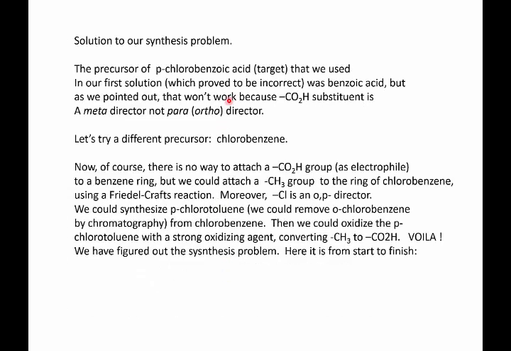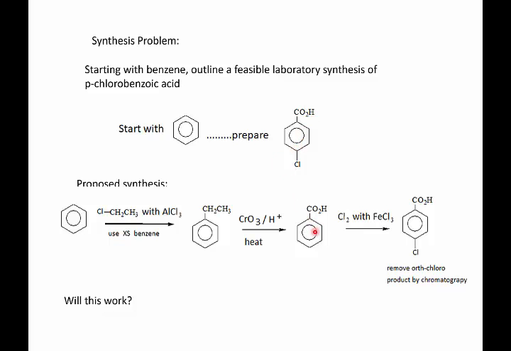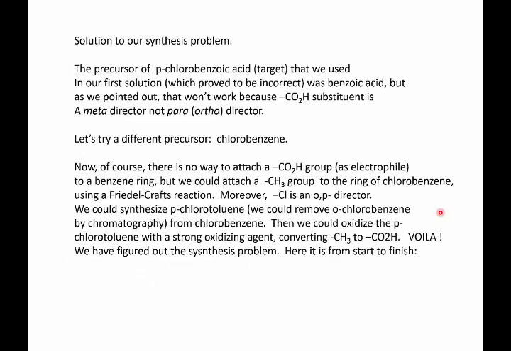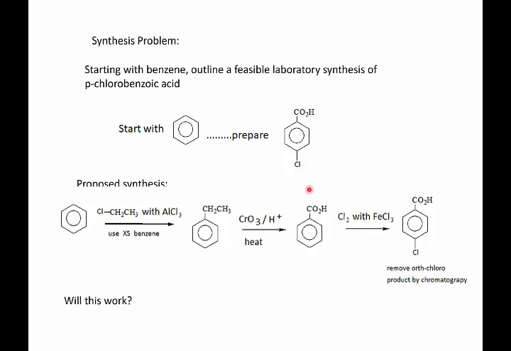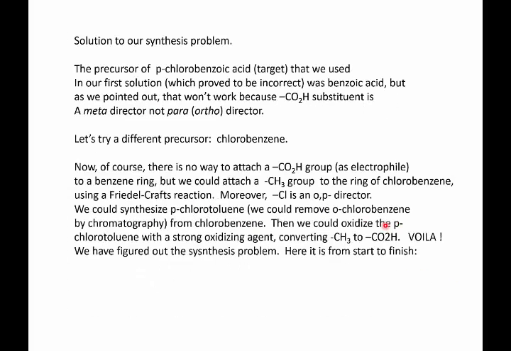So what is a better solution to our problem? Well, the precursor of para-chlorobenzoic acid, our target compound, that we used, which proved to not work, was benzoic acid. It won't work, as we mentioned, because a carboxyl group is a meta-director, not a para-director. This would make not para-chloro, but it would make meta-chlorobenzoic acid.